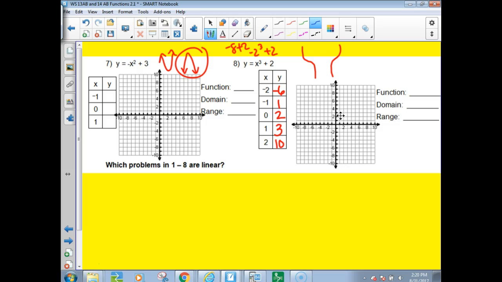So then I'm going to plot these. -2, -6. -1, 1. 0, 2. 1, 3, and 2, 10. So here's what happens. The graph goes up like this, and then it makes a twist right here. And then it goes up, up and away.